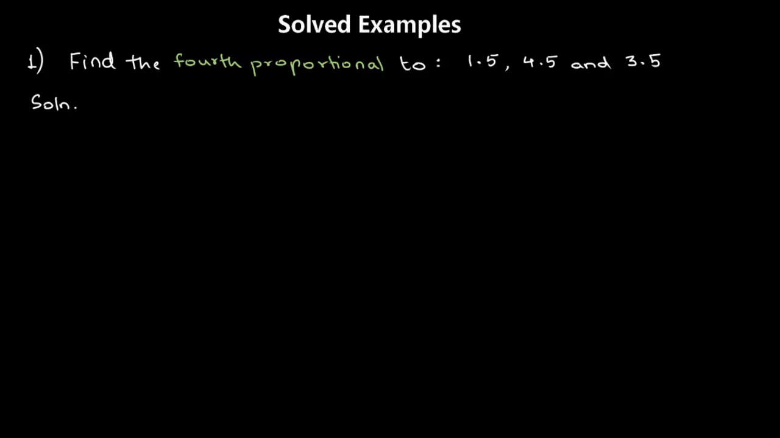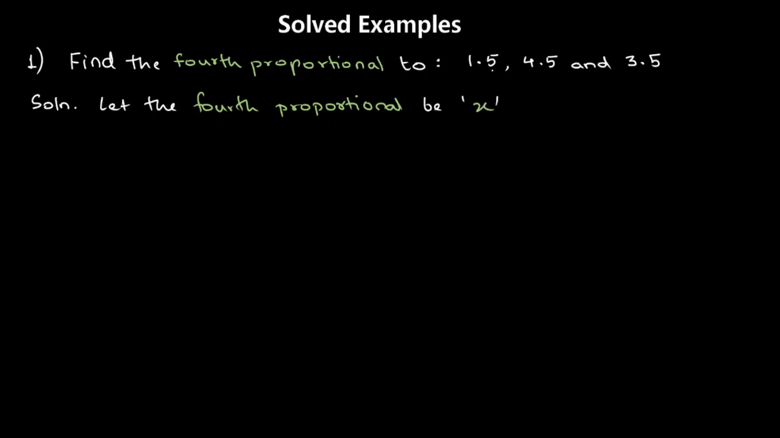So in this question, we want to find the fourth proportional to 1.5, 4.5 and 3.5, right? So we've been given three numbers and they've asked us what would be the fourth proportional to these three numbers. To start this question, we can say let the fourth proportional, the number that we need to find, be x, like I usually do.